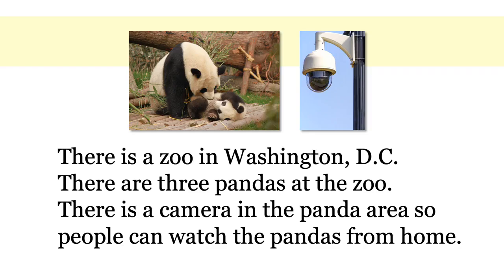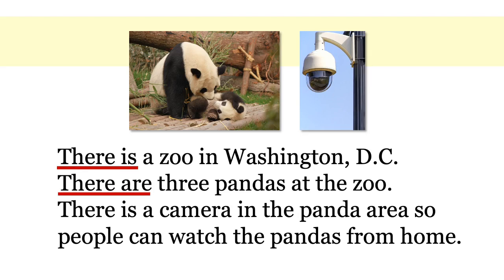In this lesson, you will learn about there is and there are. There is a zoo in Washington, D.C. There are 3 pandas at the zoo. There is a camera in the panda area so people can watch the pandas from home. This describes or tells about pandas at the zoo. It uses there is and there are to tell us what we can find there.